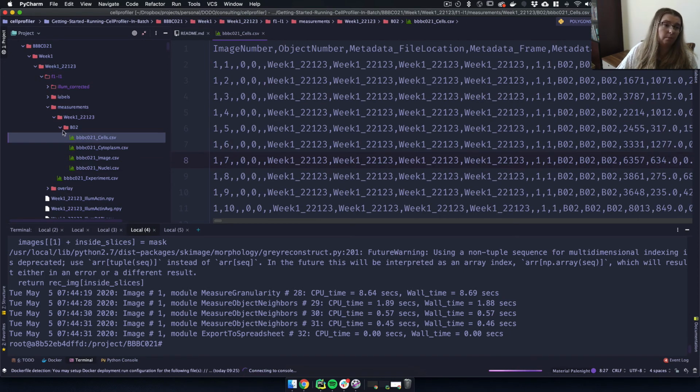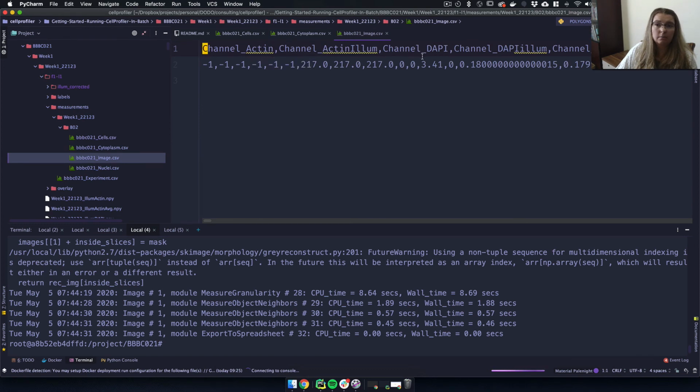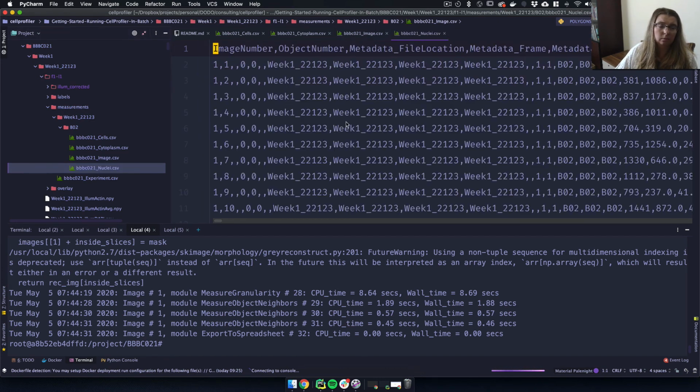Okay, so there we go. So there's that. Do we want to see any of these? Oh no, this is just some data about the image, and some data about the nuclei. All right.